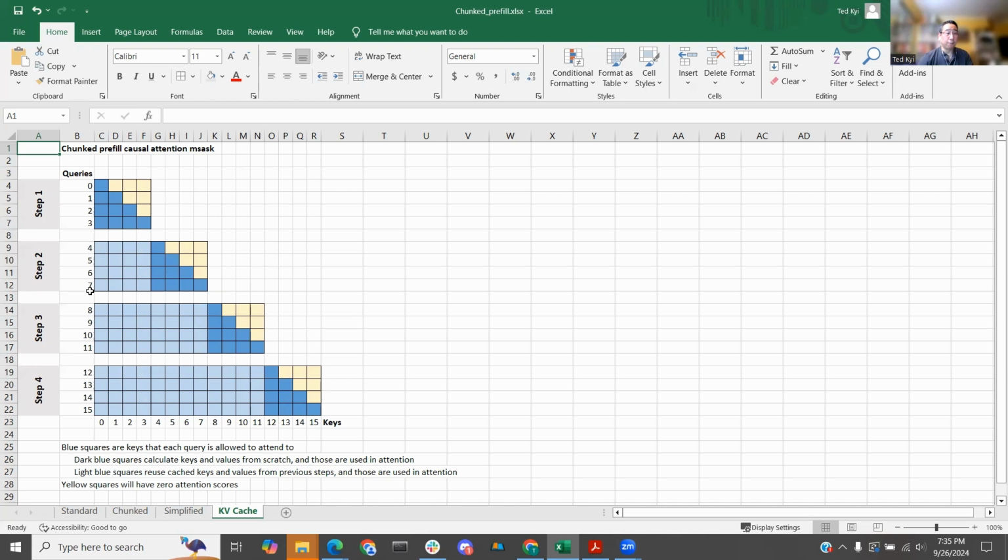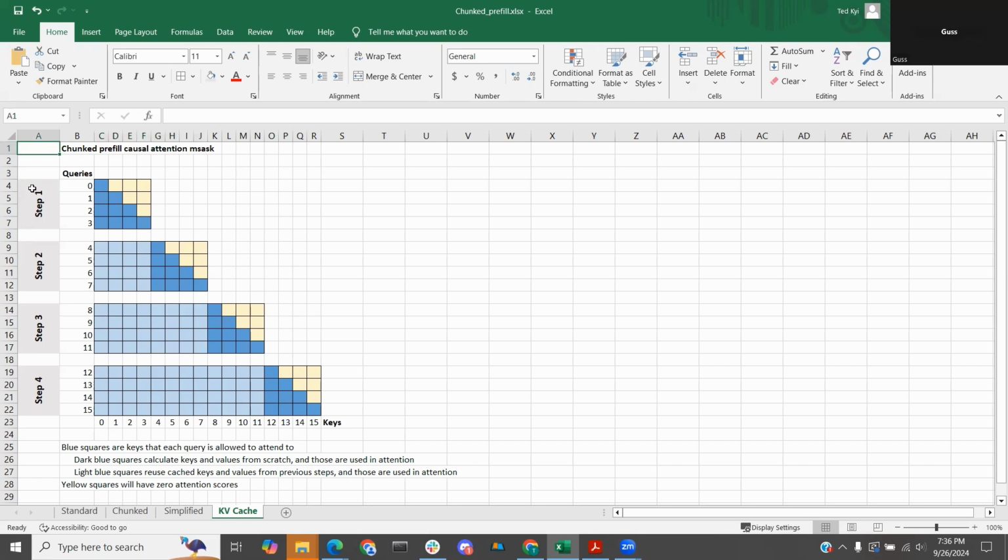Now, again, if we're looking at this particular row 7 here, this query does need to get dotted with all 8 of these keys. It's just that 4 of the keys come from a cache, and they're very fast. And these 4 have to be computed by doing matrix multiplies, so they take a little bit longer before they're ready. But once all 8 are ready, then I just do a regular matrix multiply of this particular query with these keys. Any questions? Does that make sense, chunked prefill?